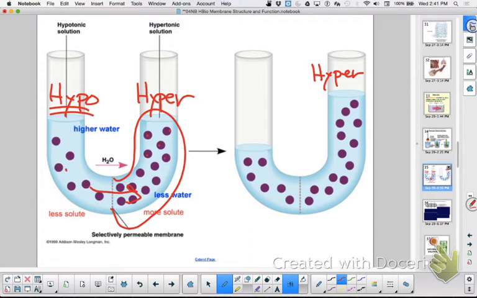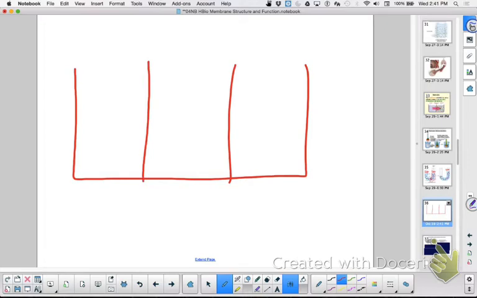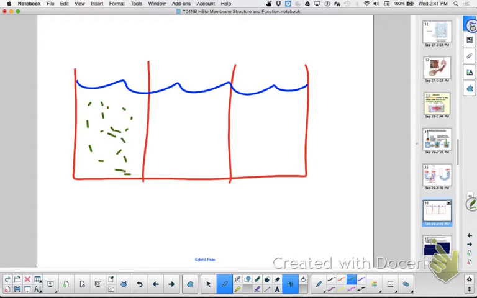And if you remember, we talked about, okay, if I went like this and I put a solution in here, and on this side I put a bunch of stuff, okay, and this is side A, B, and C, right?